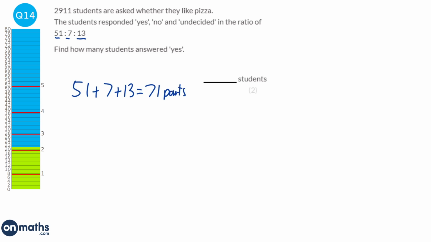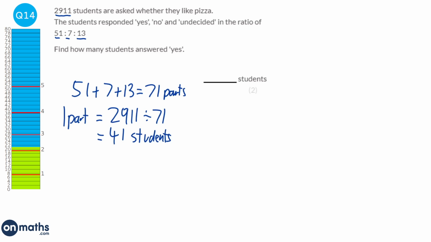Now each part is equal. So to find out the value of one part, we're going to do how many students there are, which is 2,911, and divide it by the 71 to find out how many students are in one part. One part's worth 41 students. So each one of those parts in the ratio is 41 students.